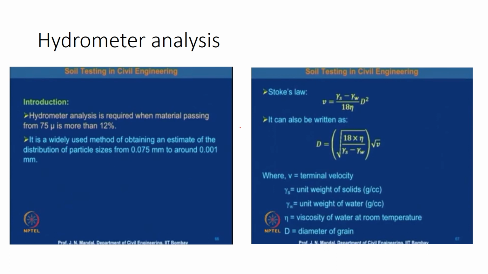which is based on Stokes law, which relates the terminal velocity of the particle to the size of the particle. It's like when you drop a very big ball and a very small ball, because of the diameter, the bigger one will travel faster than the smaller one. So your terminal velocity is related to the diameter of the particle. We are going to use that as a parameter to find out the diameter of the particles in the soil.